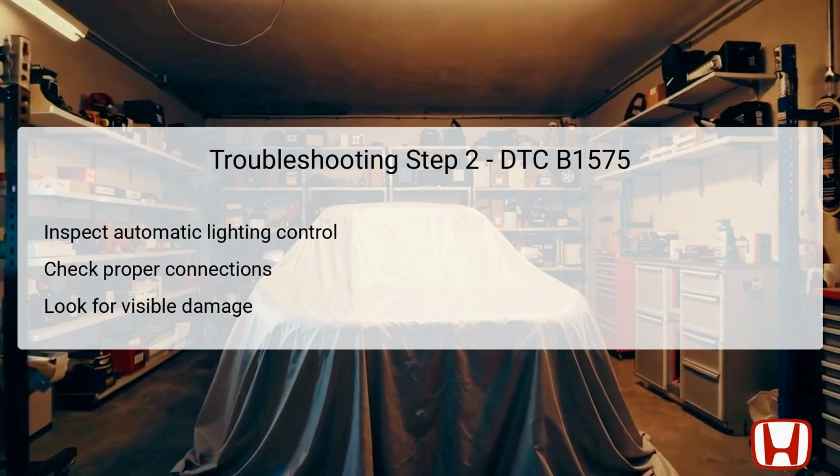The second troubleshooting step involves inspecting the automatic lighting control unit sensor thoroughly. Begin by checking for proper connections between the sensor and its wiring harness. Loose or corroded connections can lead to communication issues, causing the system to store the DTC. Also, assess the wiring for any visible damage, such as fraying or cuts, which may cause electrical interruptions.